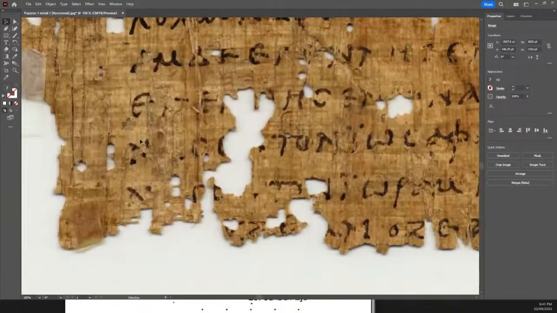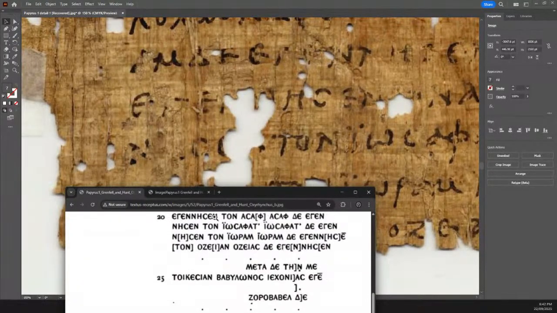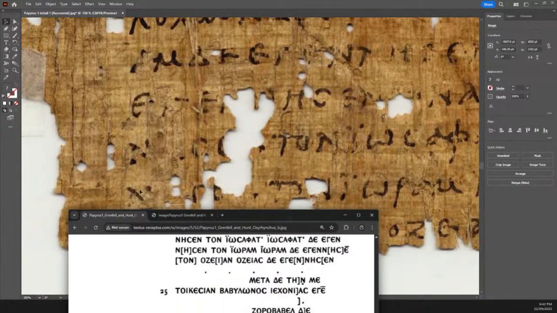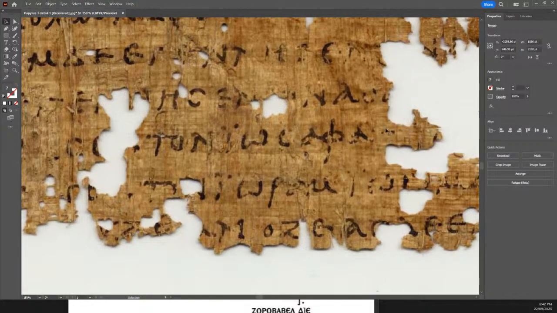So we're dealing with this line here. Let's check that out. So again, Nesen, and that would be the same on the line at the bottom as well. So it's got Nesen and Nesen. So obviously it's corroded Ne, and it's got the sigma, Agenesen, Ton, Yosaf, and then I think it's Yosafat, and then the tau is faded.